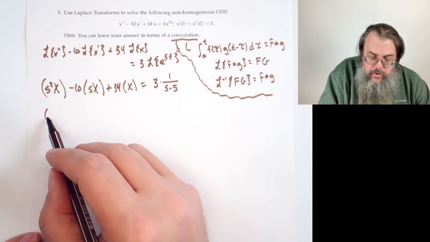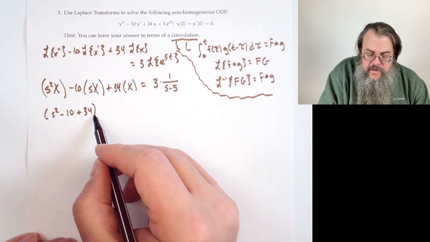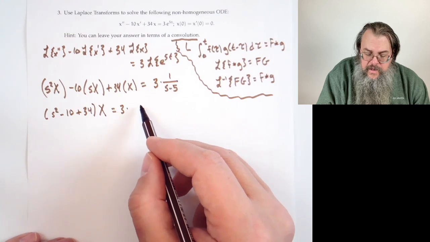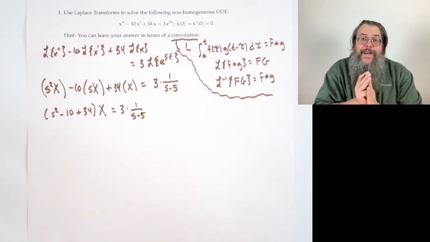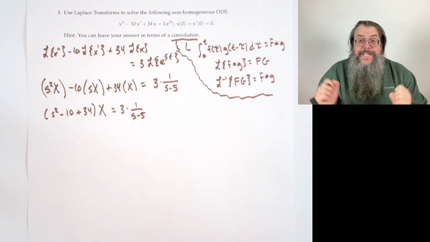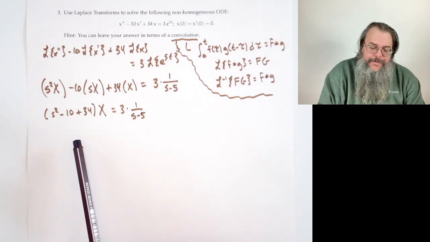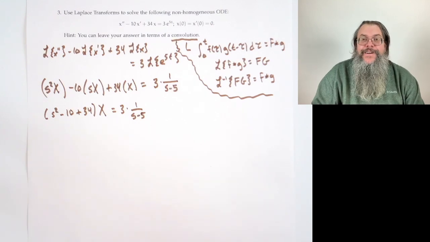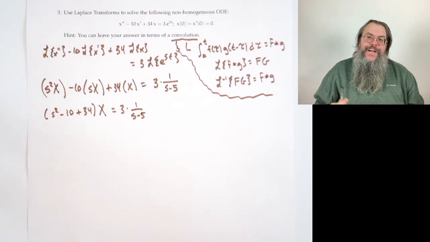So s squared minus 10s plus 34 times capital X is equal to 3 times 1 over s minus 5. Now let's talk about s squared minus 10s plus 34. Does it factor? It's not looking very promising because there's not a lot of ways to write 34. It's either 1 times 34, hard to get to 10, or 2 times 17, still hard to get to 10. So it doesn't factor nicely.